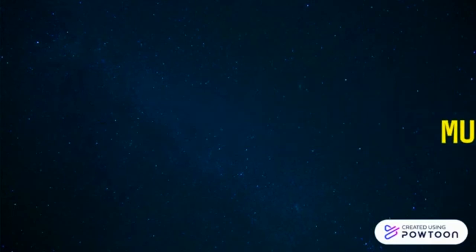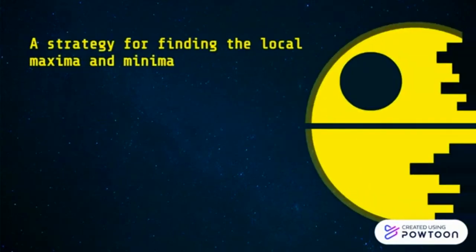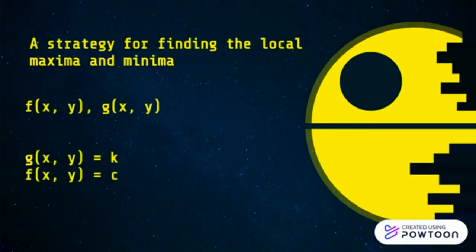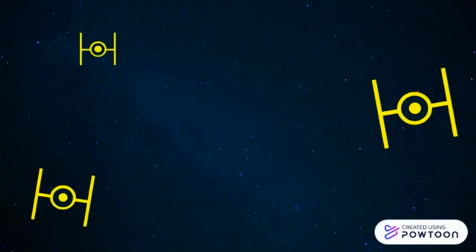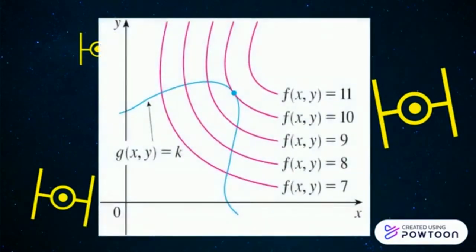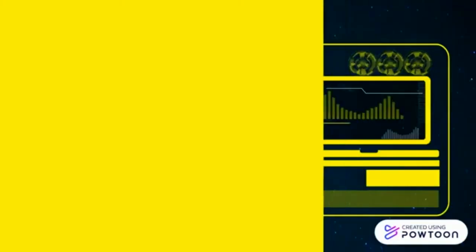In mathematical optimization, the method of Lagrange multipliers is a strategy for finding the local maxima and minima of a function f(x,y) subject to the constraint g(x,y). The extreme values of f(x,y) occur when the point is restricted to lie on the curve g(x,y) equals k. We will illustrate the problem by defining a function f(x,y) equal to c, where c equals any real number. The figure below shows several level curves of f with the graph g(x,y).